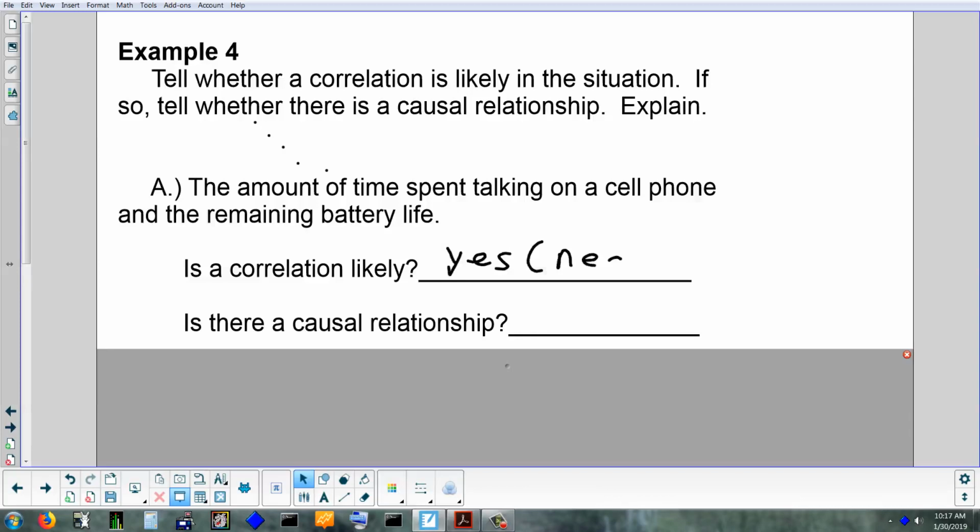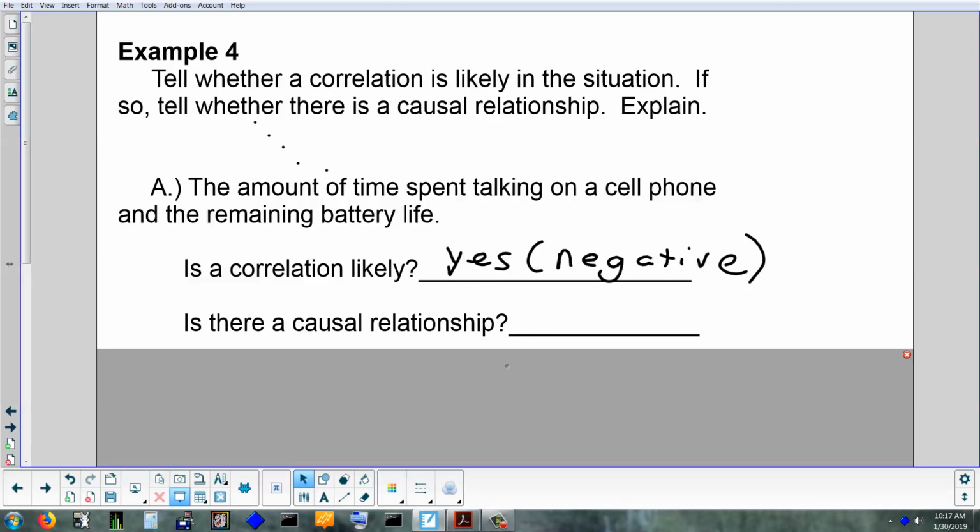Yes. Specifically, it's negative. So guys, when you're asked for the correlation with these, you've got to say yes, and you've got to say whether it's positive or negative. Now, because there's a correlation, we can figure out if it's causal. If you change the amount of time that you talk, does it automatically affect your battery life? Yes. There's no way around it.